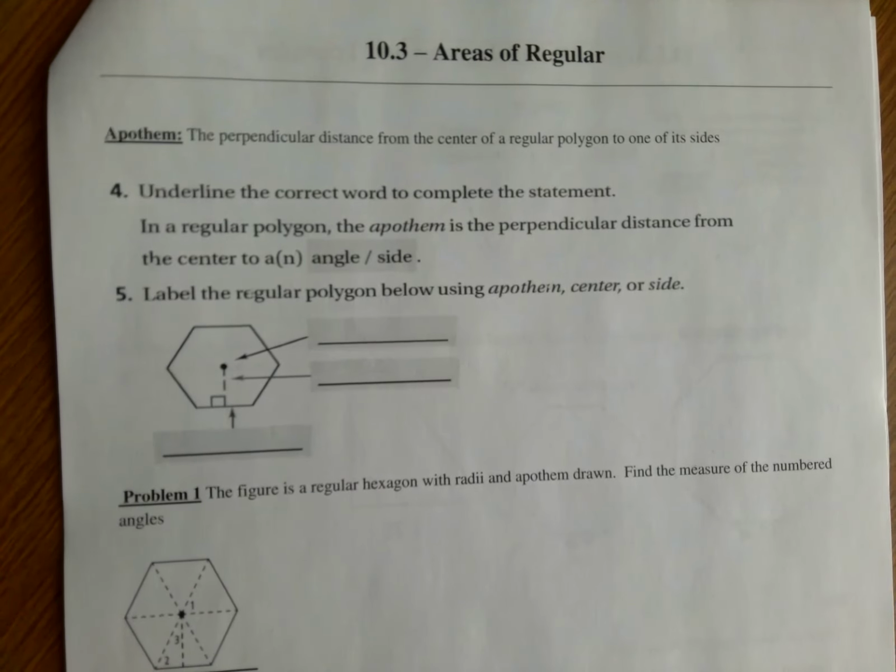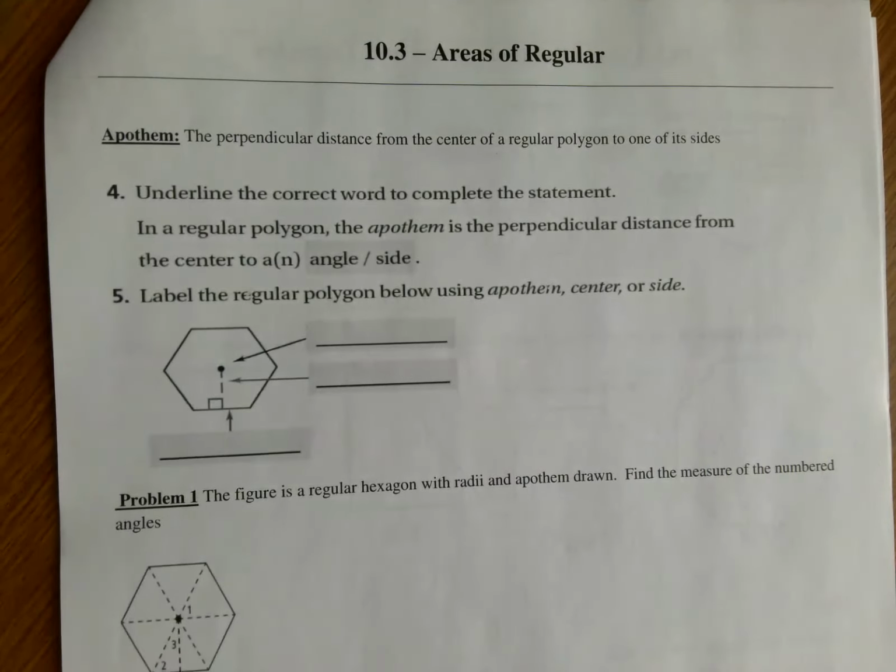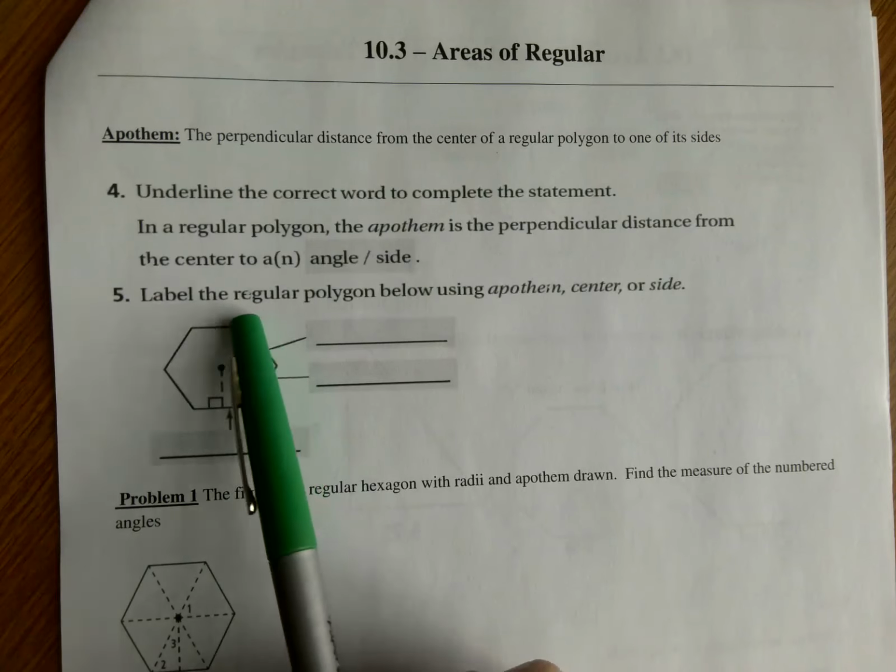10.3 area of regular polygons. That should also say polygons. Okay, first we have this area of a polygon.